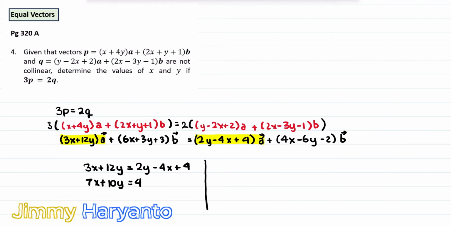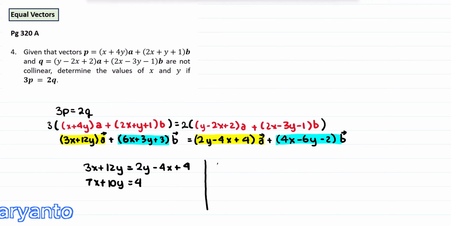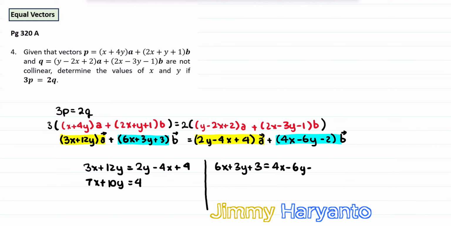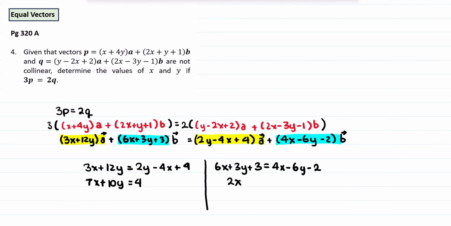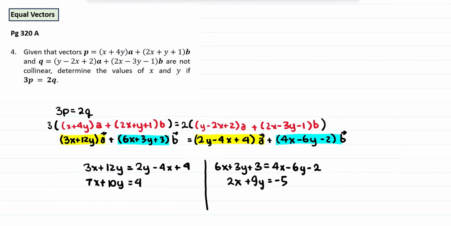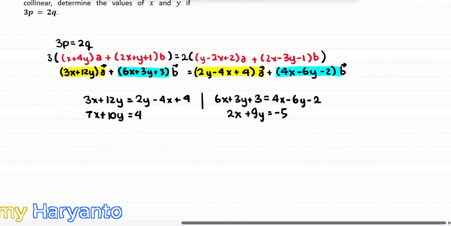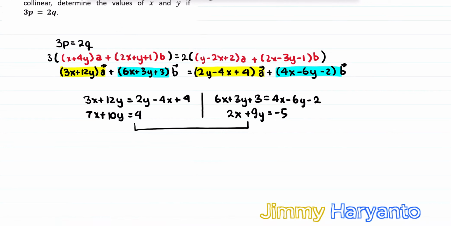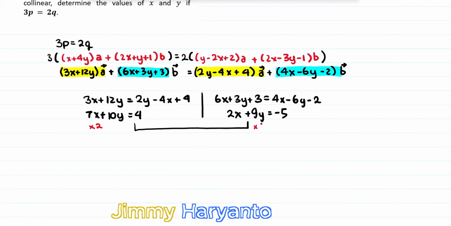And then next is to compare the b. It will be 6x + 3y + 3 equals 4x - 6y - 2, and then 2x + 9y equals negative 5. Okay, we already have two equations right here. That means we have to eliminate them. For this one, I will multiply it by 2. This one, I will multiply it by 7.